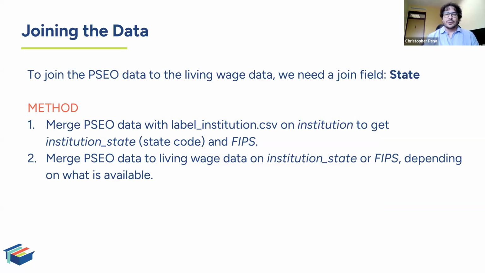The way that we chose to do it with the interns was we're going to take our PSEO data set and we're going to merge it with the label institution CSV file that's provided by the US Census. That provides institution codes and state codes and FIPS codes, so all the state information. We're going to take that, merge them together, and then we're going to merge that updated PSEO data set to the living wage data and use our state columns as a join column. So that will allow us to merge those data together. Again, different ways that you could do this, but you need to get to a point where you have a join column between the two.